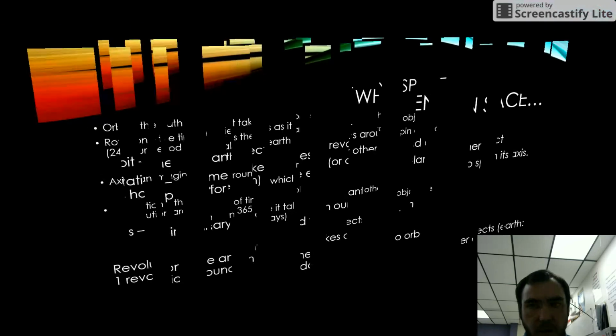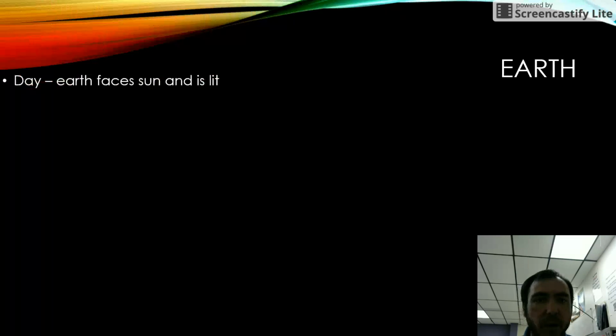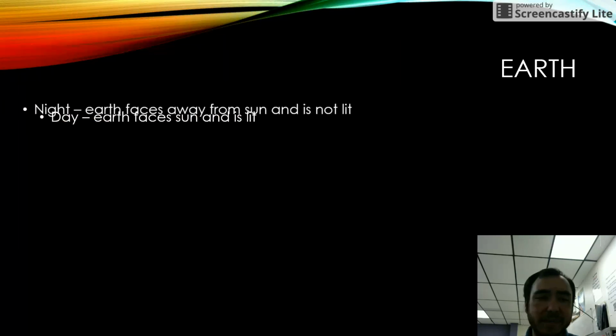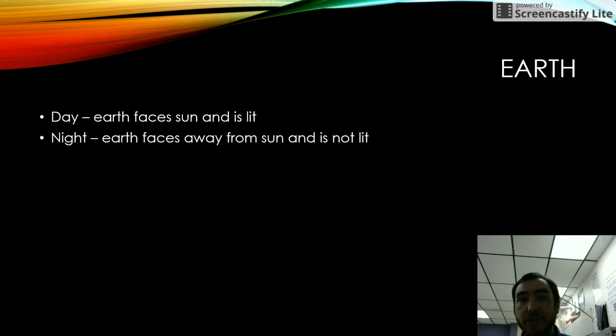All right, so a little bit more about Earth. We have a day cycle and a night cycle. Daytime, Earth faces the sun. We get light. At nighttime, we are on the other side. We are away from the sun, so we're not getting light, simply put.